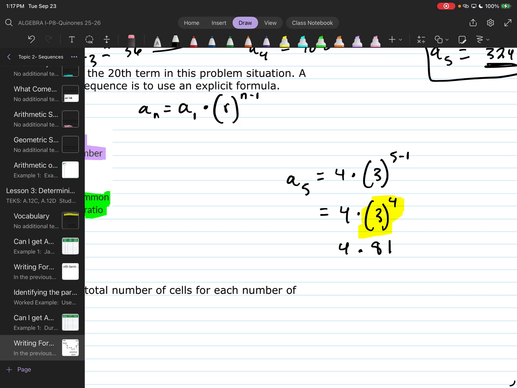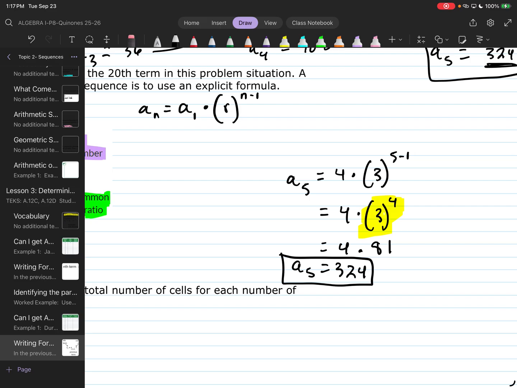Okay, and then last step, multiplication, right? 4 times 81 gives me what? 324. So a sub 5 indeed gives me 324, whether I'm using the recursive formula that we did on top or my new fast and efficient way, the explicit formula. How do we feel, everybody?